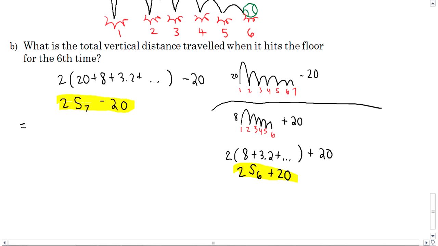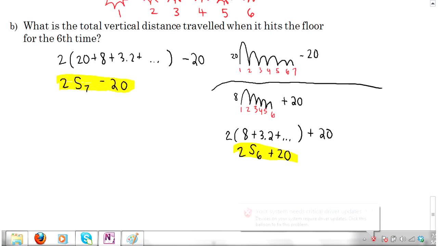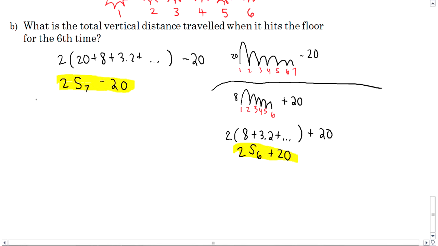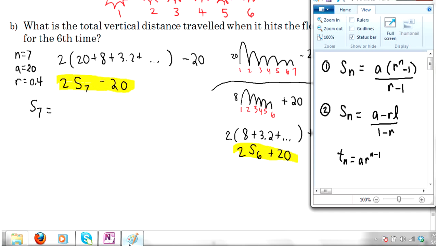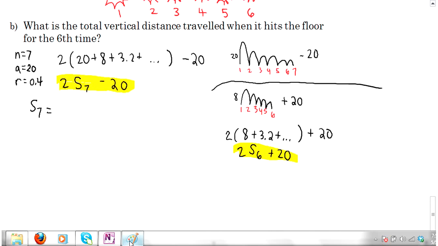So the answer is basically 2 times S7. What is S7 equal to? Let's get organized here. Let's figure out what S7 is. Remember, our N is 7 in this case, our A is 20, and R is equal to 0.4. I think I have enough information. So using my formula, I have N, A, and R, so I can use the first formula. Let's go ahead and do that.